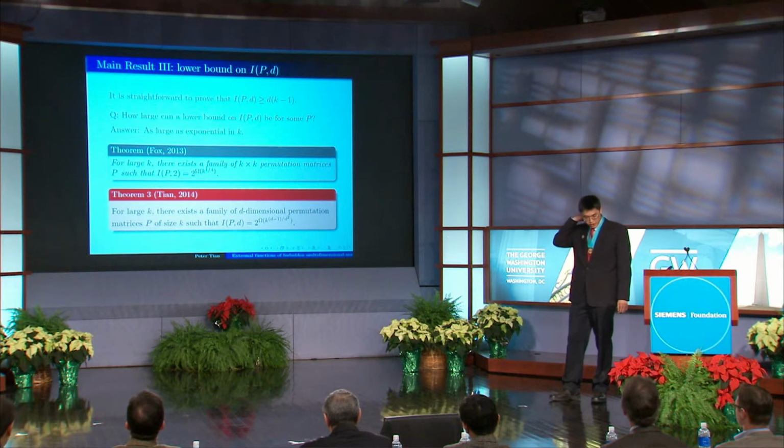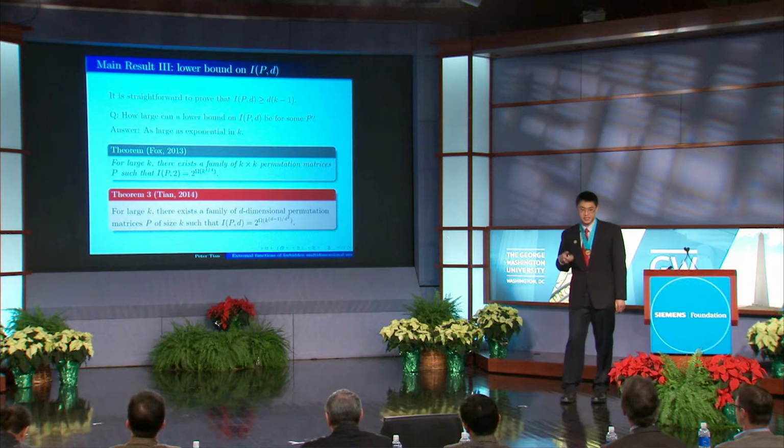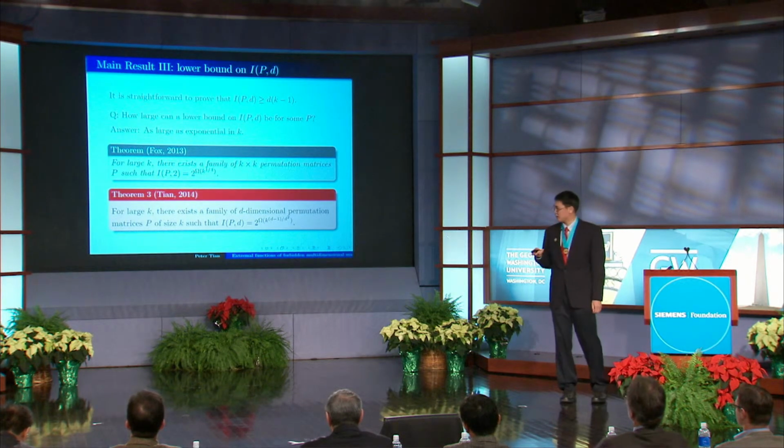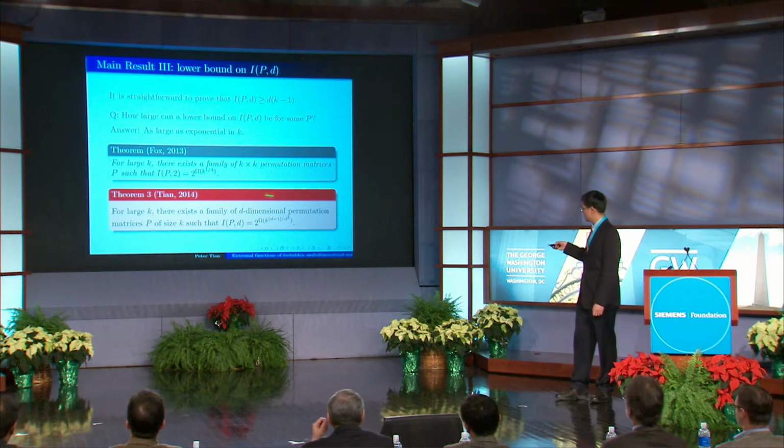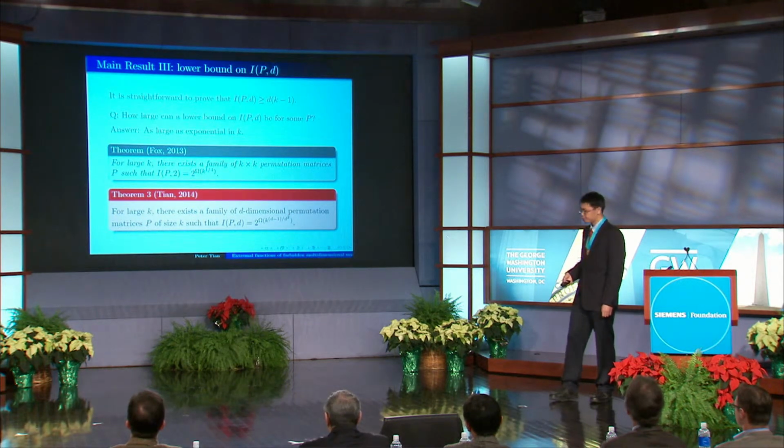So it's a natural question to ask how large the limit inferior can be for some permutations P. And we answer this question in this theorem by showing that the limit inferior can be at least exponential in k for a family of d-dimensional permutation matrices. So Fox was the one who showed this was true for 2 dimensions, and we showed it was true for any number of dimensions. However, our proof is significantly different from Fox's, and I will outline it here.